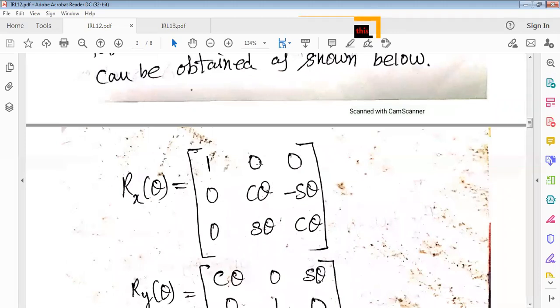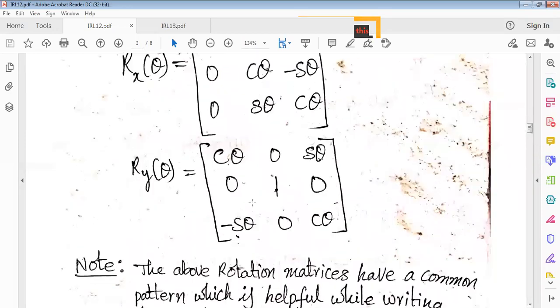So 1, 0, 0. Then 0, cos theta, minus sin theta. Then 0, sin theta, cos theta. Okay. Say about the y-axis by an angle theta, this is the matrix. Cos theta, 0, sin theta; 0, 1, 0; minus sin theta, 0, cos theta.